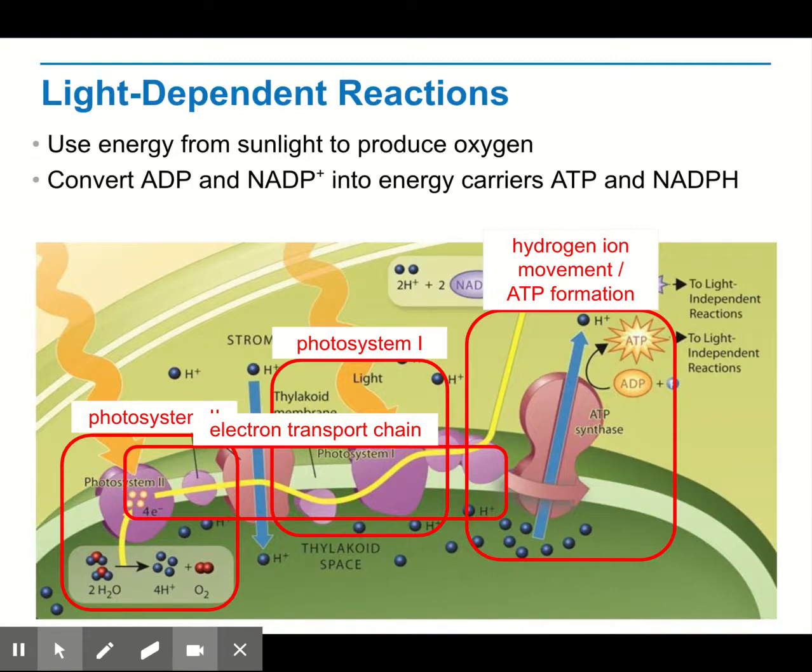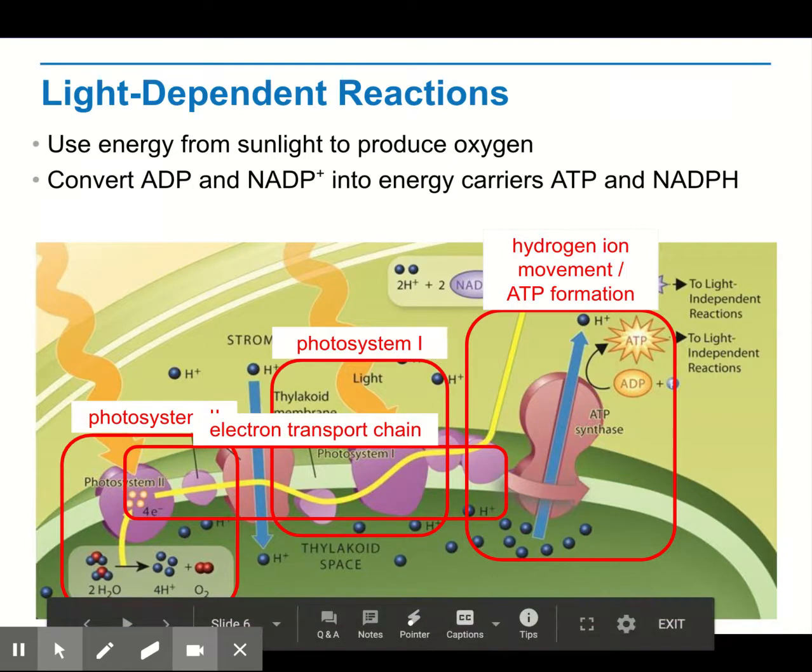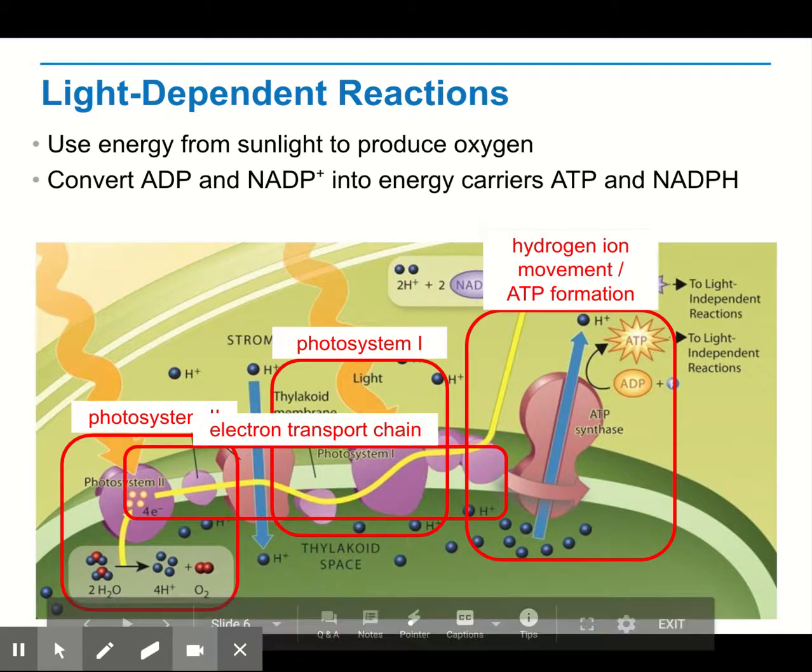Notice a few things here. The photosystems, that is where light energy gets absorbed. So photosystems have the pigment called chlorophyll because chlorophyll is actually the thing that absorbs energy from light. The electron transport chain basically moves high energy electrons from one place to the next. And then at the very end, we have the movement of hydrogen ions and the production of ATP.